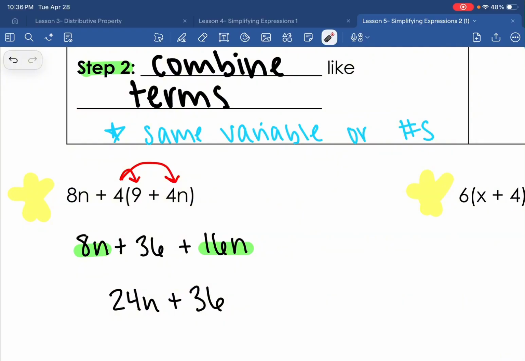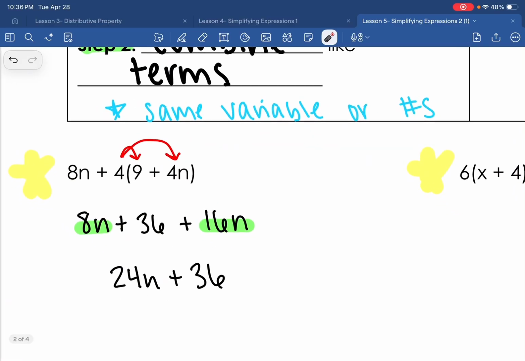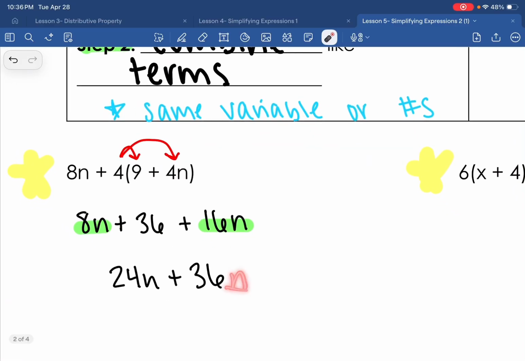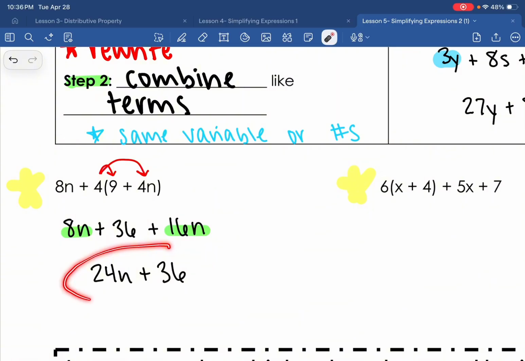Now, don't make the mistake of combining 24 plus 36, because remember, we cannot combine these because they are not like terms. They do not have the same variable, right? So this is your answer. This is the most simplified this expression can get.